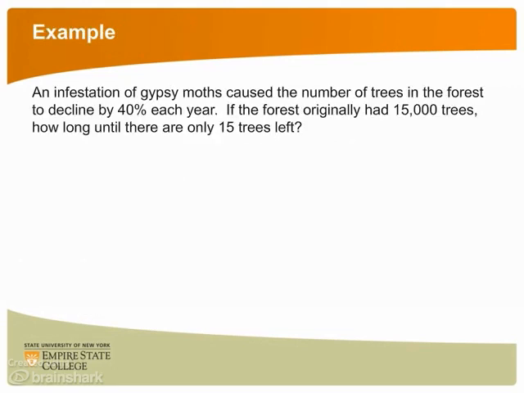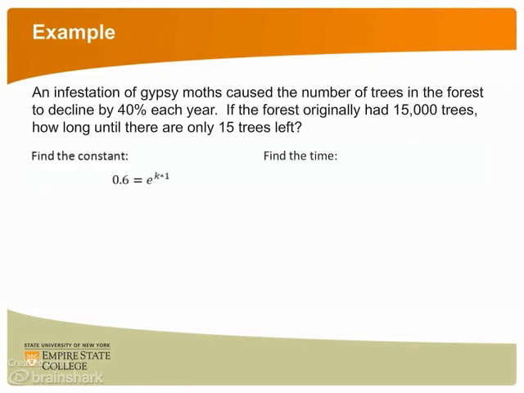Suppose we consider a forest infested by gypsy moths. These pests target primarily oak trees, destroying the vegetation. The moths in their caterpillar form kill off 40% of the trees per year, in this example. The forest originally contained 15,000 trees. We want to find the amount of time before the forest only contains 15 trees.